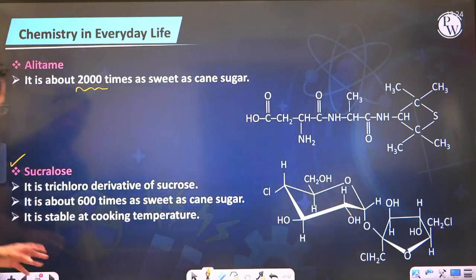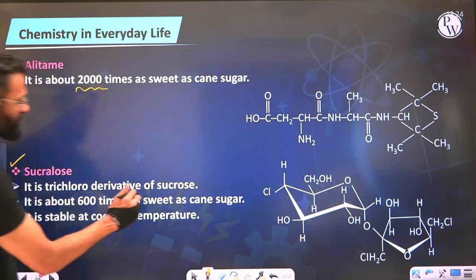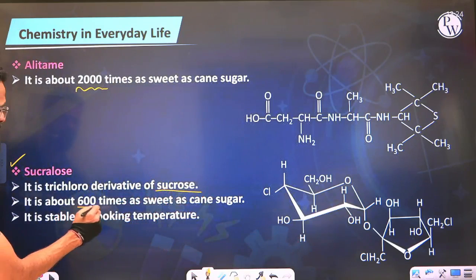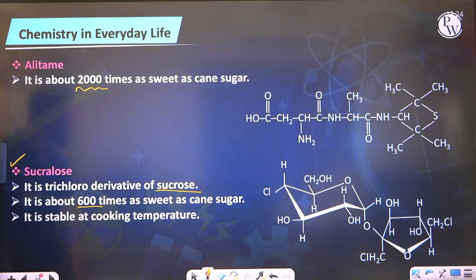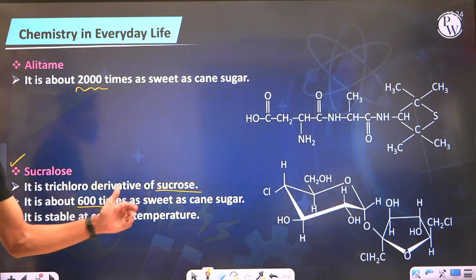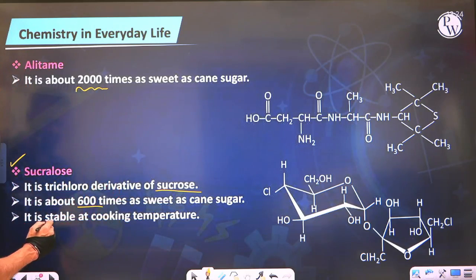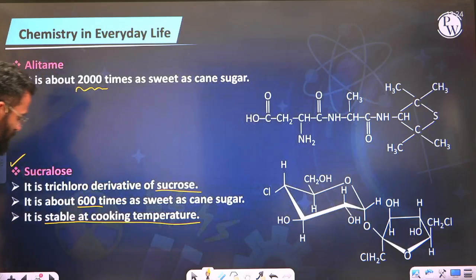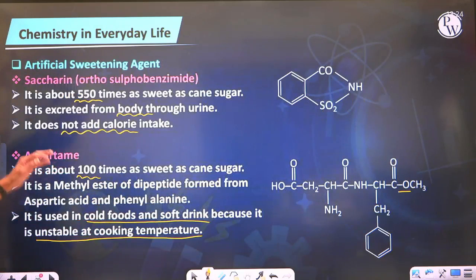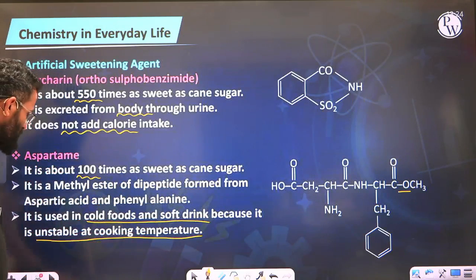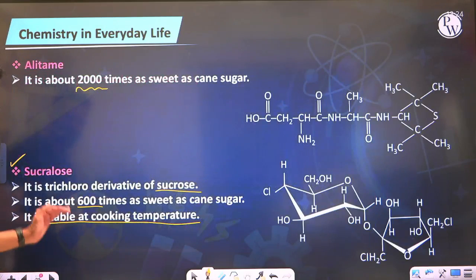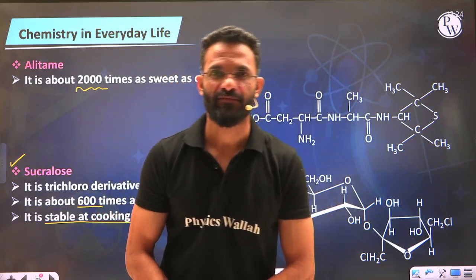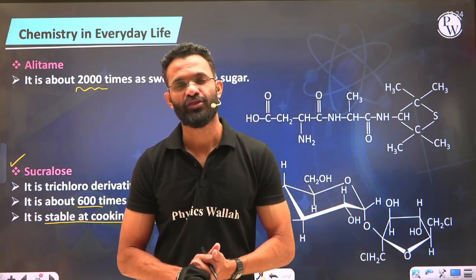This sucralose is nothing but a trichloro derivative of sucrose itself, and it is about 600 times as sweet as cane sugar, and it can be used at cooking temperature as well, because it is stable at cooking temperature. So remember, aspartame is unstable at the cooking temperature, whereas sucralose is stable at the cooking temperature. You may have a question on this particular data. So that was all about artificial sweetening agents.